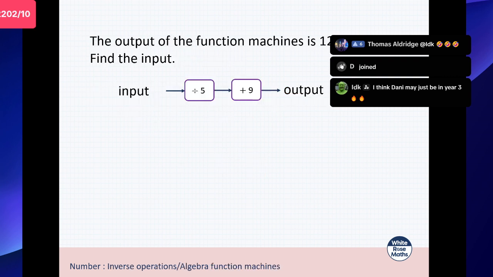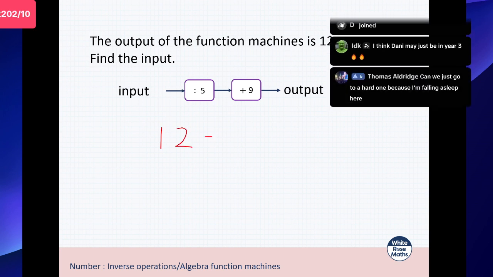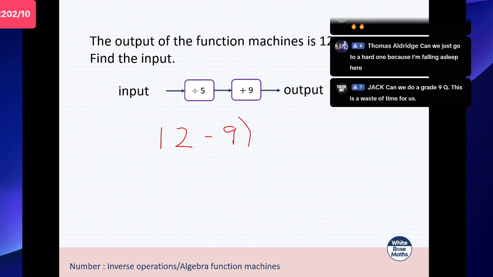Must be year 3, sorry. Okay, right, guys. This is easy, I know, but this is obviously revision for the foundation too, okay? But it will be appropriate for you. So quickly, you're given the output and you've got to work out the input. So we do 12 subtract 9, and then we multiply that by 3, okay?